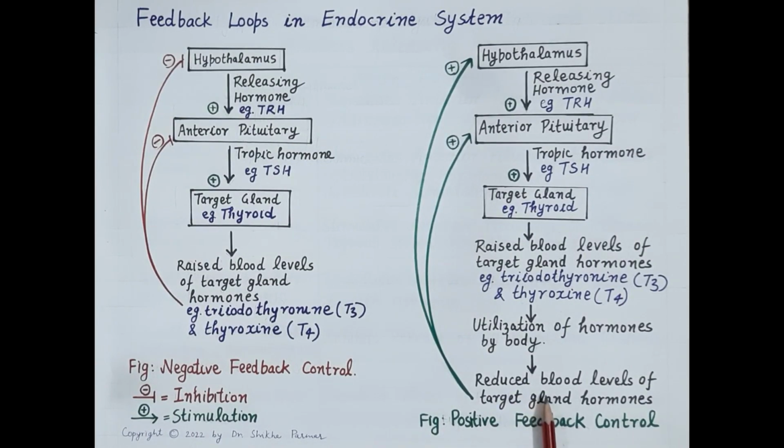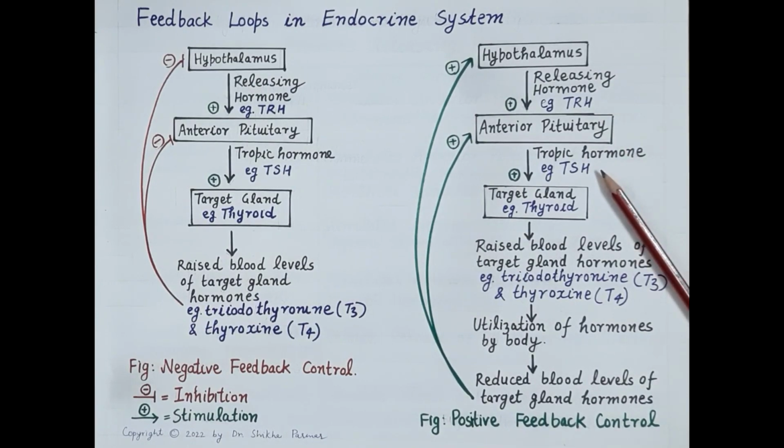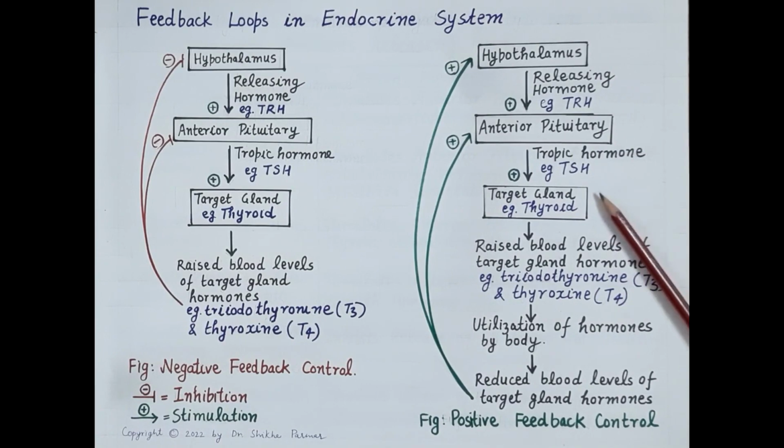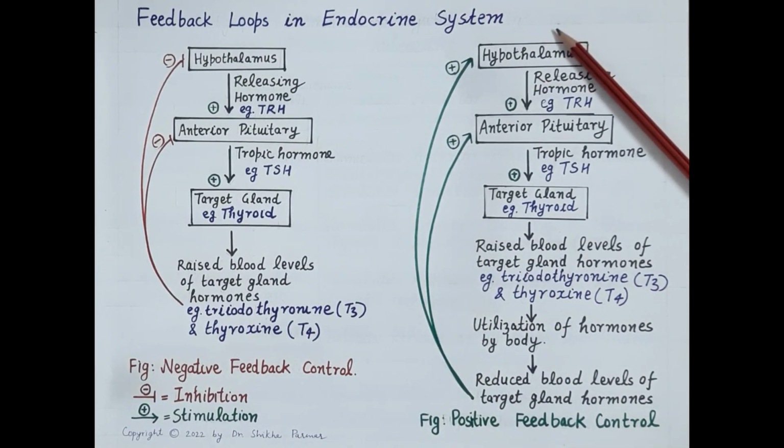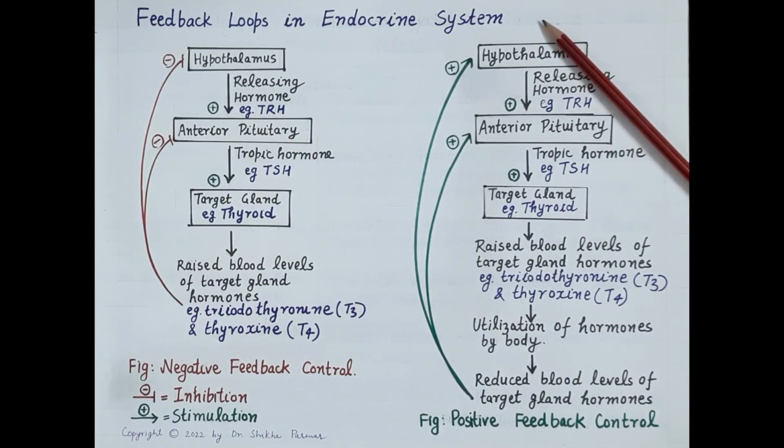Similarly, reduced blood levels of T3 and T4 send positive feedback signals to the hypothalamus. Release of TRH and in turn release of TSH increase. Now, this stimulates thyroid gland to secrete increased amount of T3 and T4, and thus initially reduced blood levels of T3 and T4 increase, and thereby levels of T3 and T4 in the blood become normal. So, these figures nicely explain concept of feedback loops in the endocrine system.